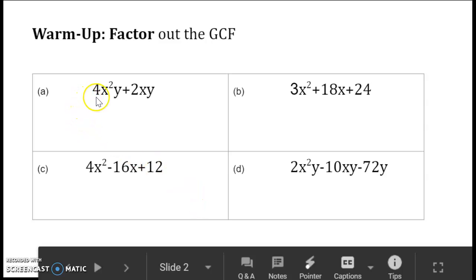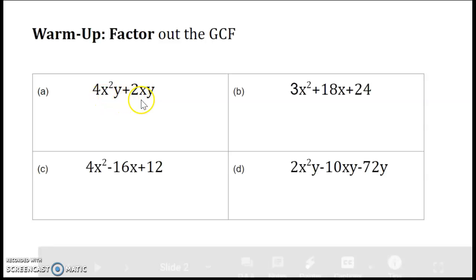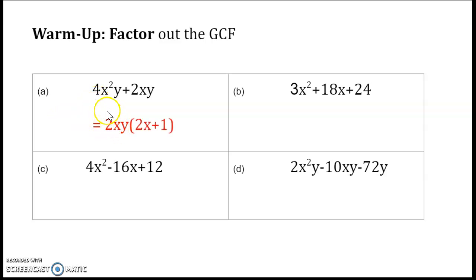Looking at the first two terms, 4x squared y and 2xy, what are the common factors to both the terms? Well, 4 and 2. 2 is a factor. We have two x's and a y. We have one x and a y. So that means at least there is an x and y in each one of them. So there is 2 and xy in each one of them. So you factor out 2xy.